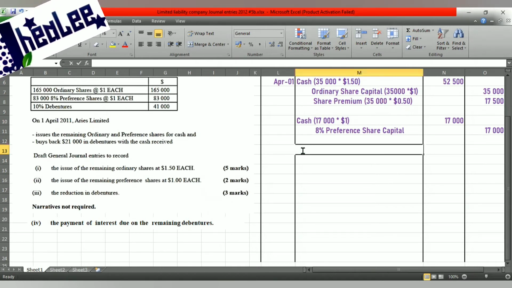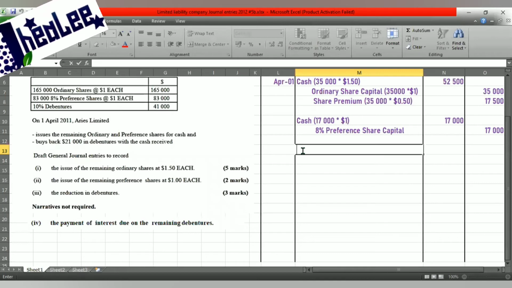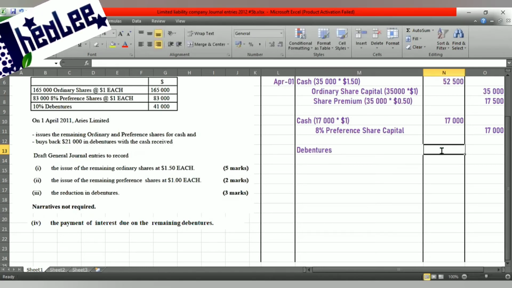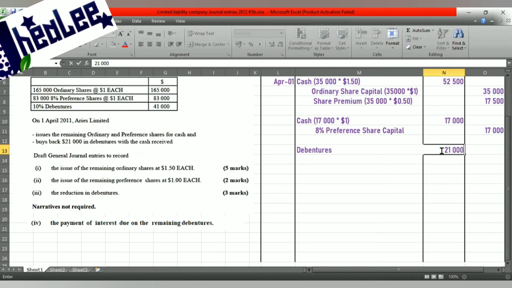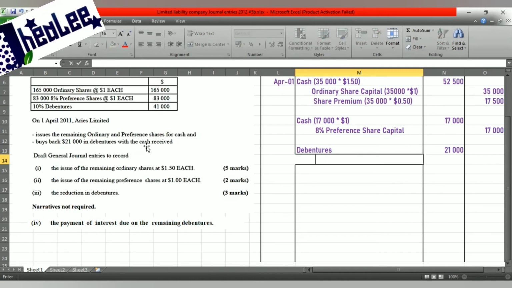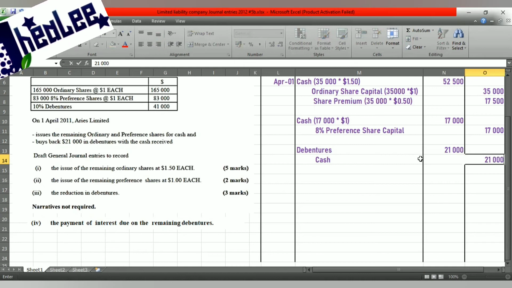And remember, once you pay back a part of the debenture or clear off the debenture, there's a reduction, so the item to be debited is debentures, and the actual value that was paid is 21,000. And we're going to credit cash because the question did indicate that they have used cash to make that payment. So our item to be credited is cash, and the value is 21,000.